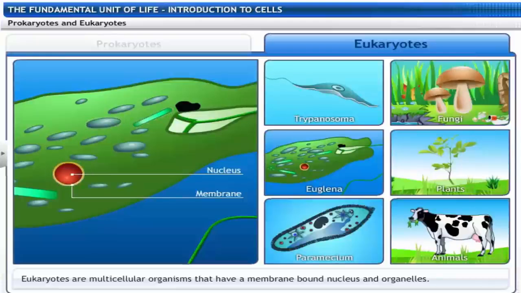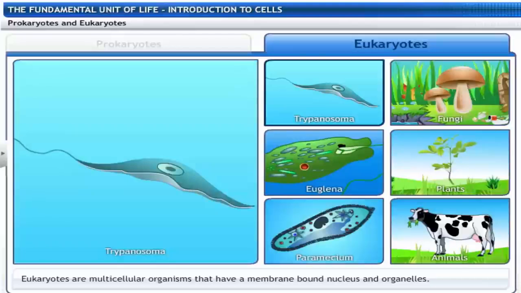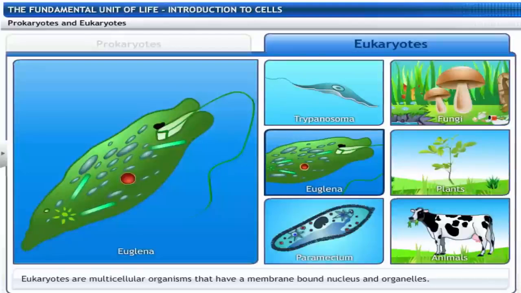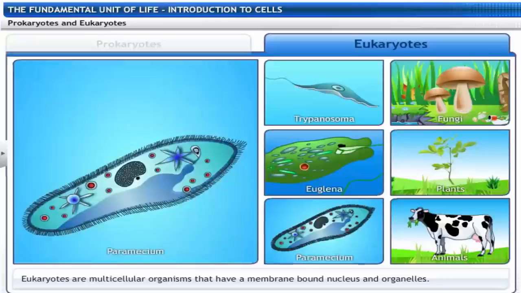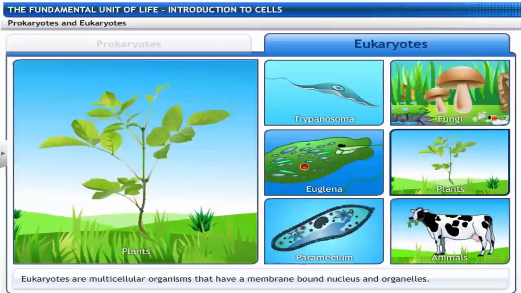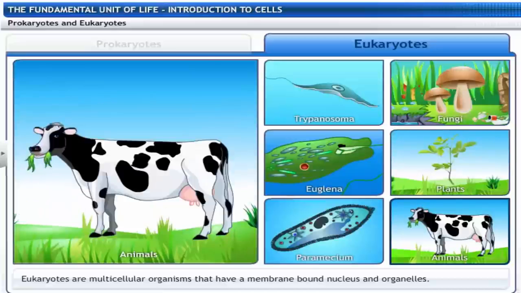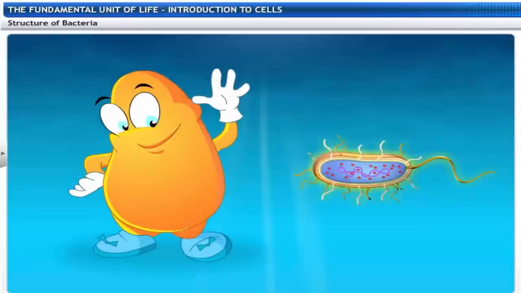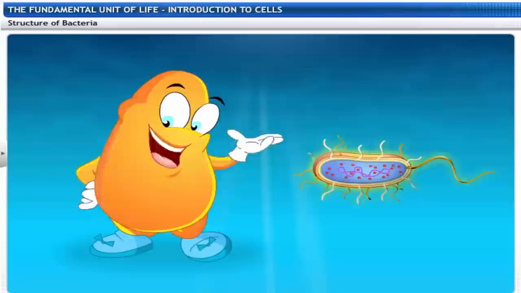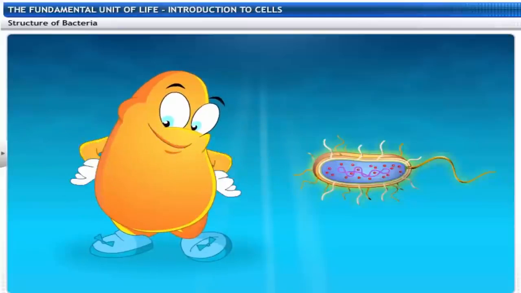Eukaryotes can be unicellular, such as trypanosoma, euglena, paramecium, or multicellular such as fungi, plants, and animals. Here's a bacteria that is actually a prokaryote. Let's take a closer look at it.